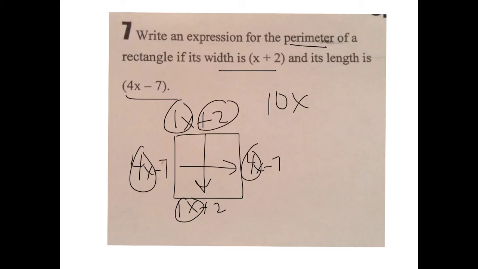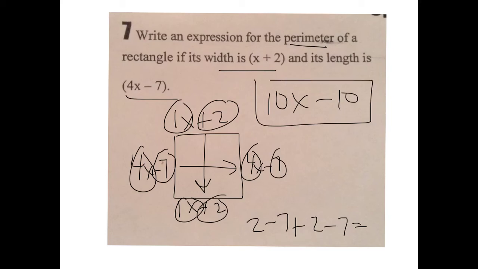2 minus 7. So I'm going to type this in my calculator. 2 minus 7 plus 2 minus 7. So I just typed in all these in the calculator. So 2 minus 7 plus 2 minus 7 is negative 10. So 10x minus 10.